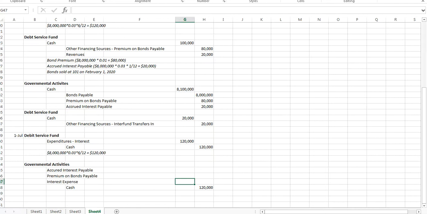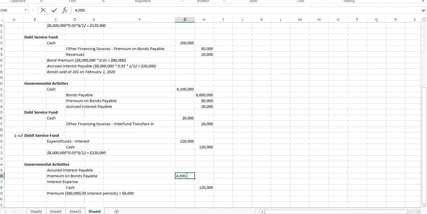Accrued interest payable, we know how we calculated that number. But what I want to really show you is how the premium is amortized. So the premium, if you remember up here, is $80,000. So what we're going to do is we're going to write that off over the interest periods, and it's 10 years, and interest accrues on January 1 and July 1. So there's 20 interest periods.